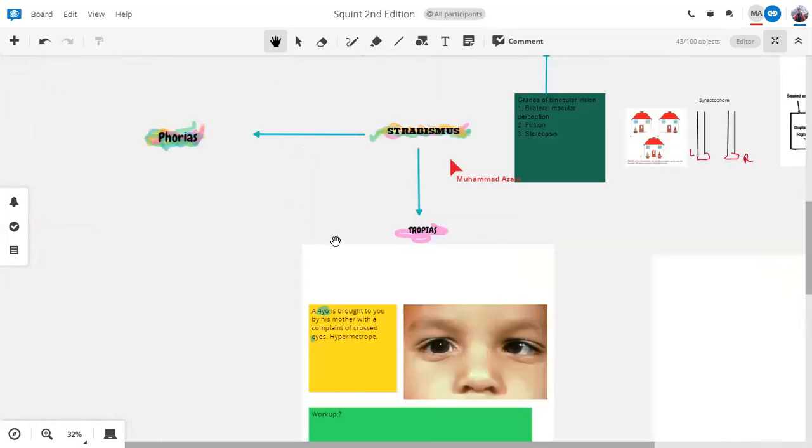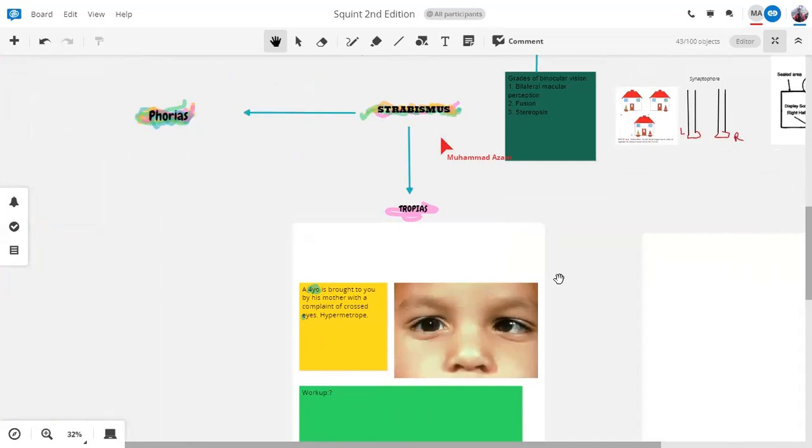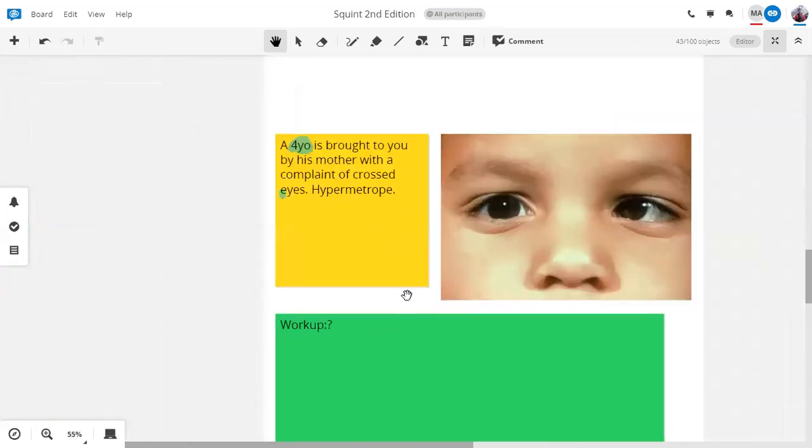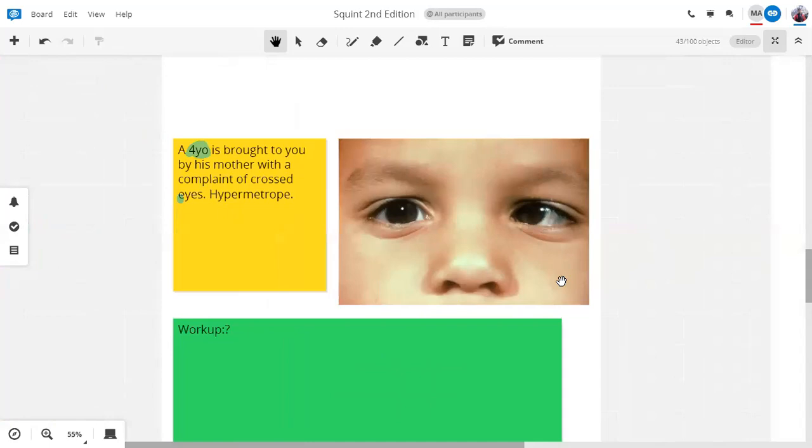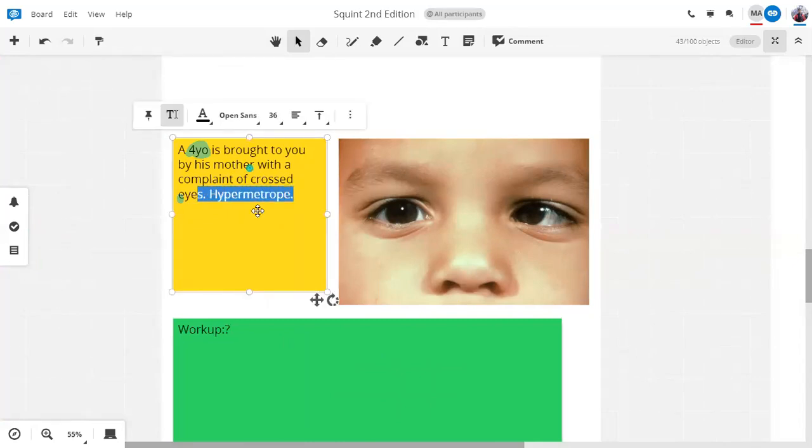So let's move on with our case, the first case of the series. A 4-year-old child is brought to you by his mother with complaint of crossed eyes. This patient is brought to you by his mother. He's 4 years old and his mother says that he has crossed eyes.